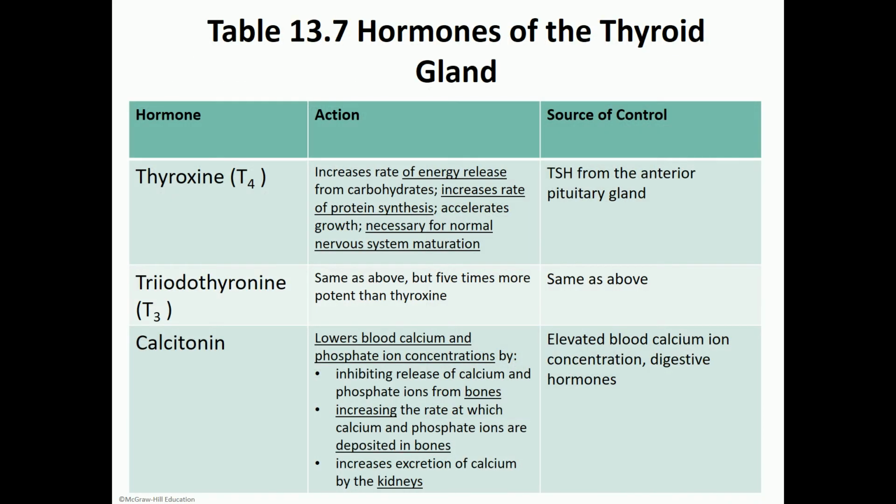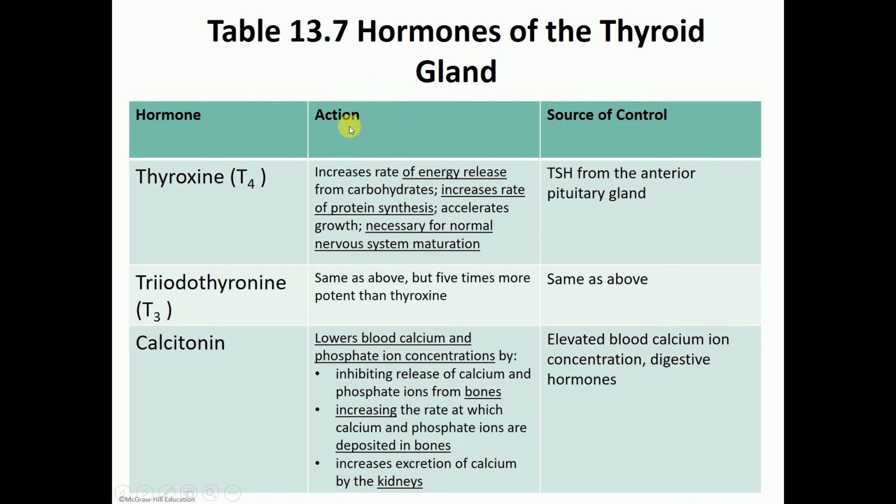So what are the functions of these hormones? Well, we'll talk about T3 and T4 together, because they technically have the same mechanism of action. The only difference is that T3 is much more potent. You can see here that it's 5 times stronger than T4 is. So what stimulates the thyroid gland to produce T3 and T4? Well, that is TSH coming from the anterior pituitary gland. So that is your source of control of thyroxine.